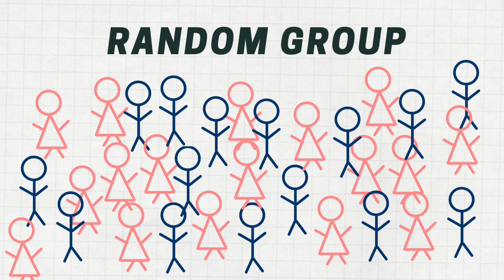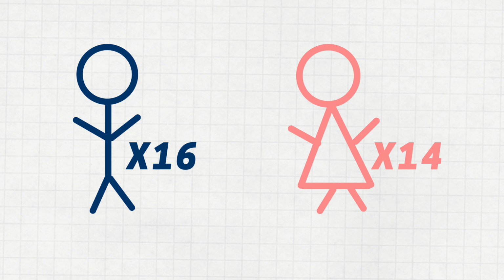So here is our random group. It's boys and girls. And what we're going to do is group the 16 boys and the 14 girls together. Although they are different people, they're not all the same. You can definitely tell that grouping them into boys and girls will help manage the load a little more.